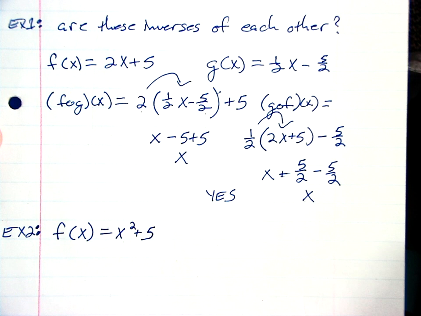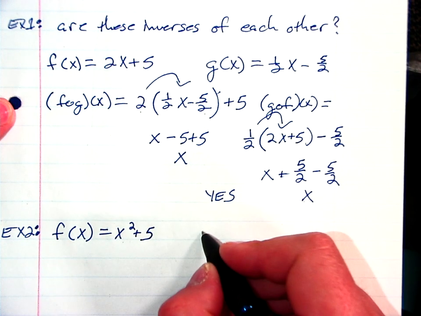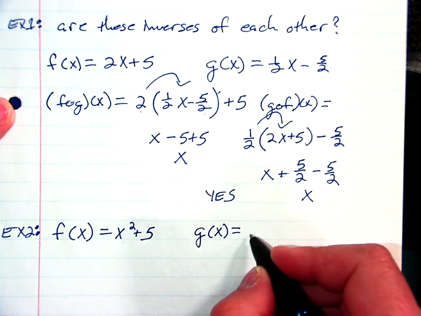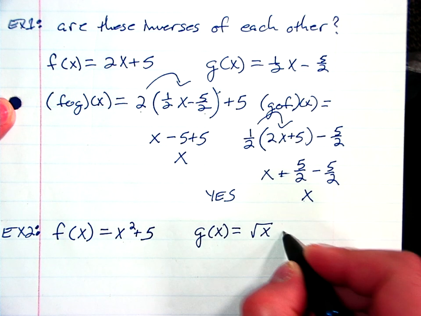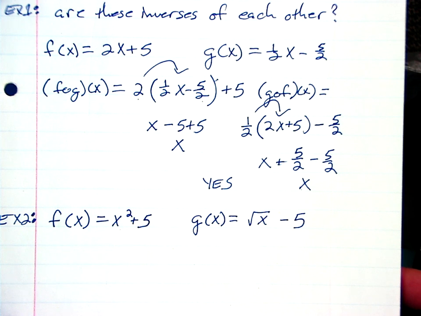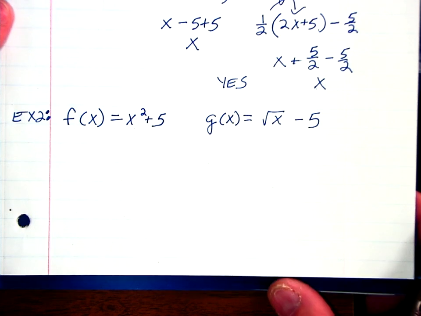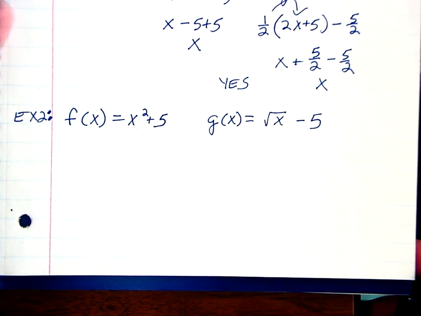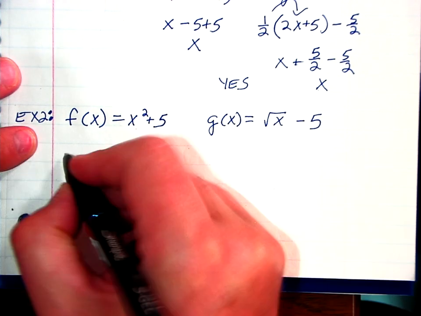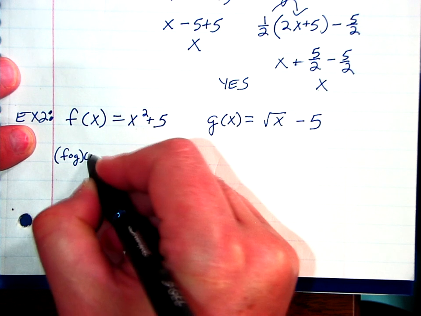All right, example 2, f of x equals x squared plus 5. G of x equals the square root of x minus 5. All right, where are you at, Ty? I'm good. All right, so we start off with f of g of x.